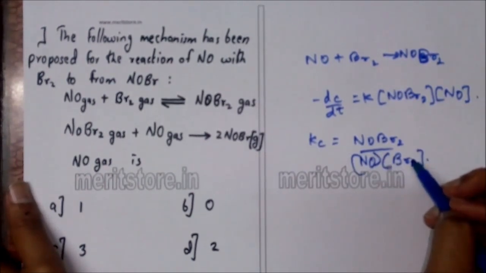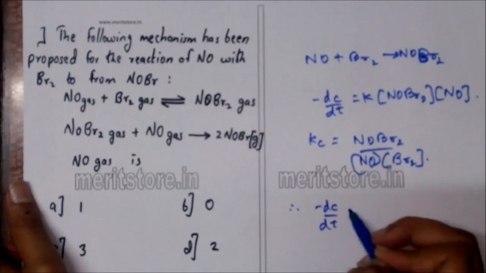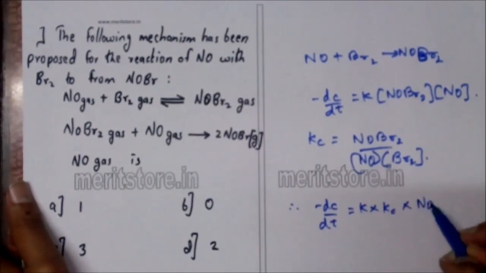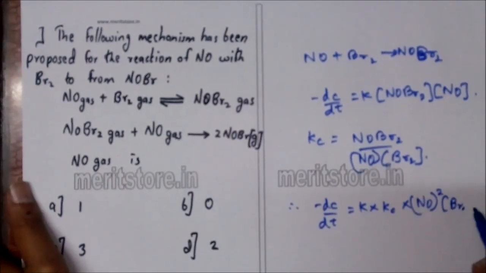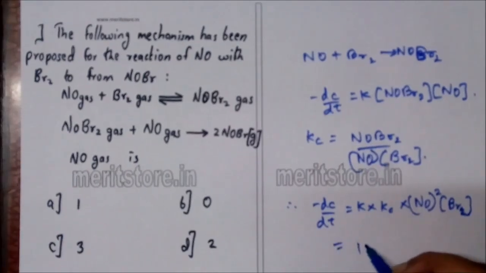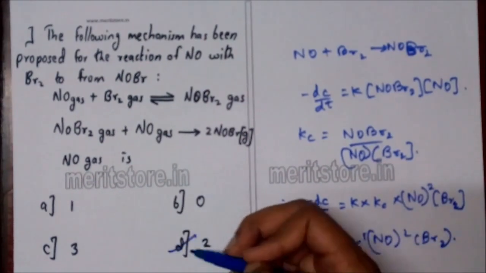Provided the reaction attains equilibrium rapidly, therefore minus dC upon dt is equal to K into Kc into [NO] raised to 2 and [Br2], which is equal to a new constant K dash with [NO] raised to 2 and [Br2]. So the order of the reaction with respect to NO is 2, option D.